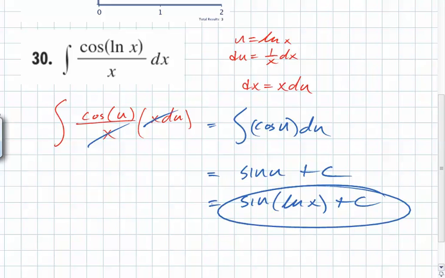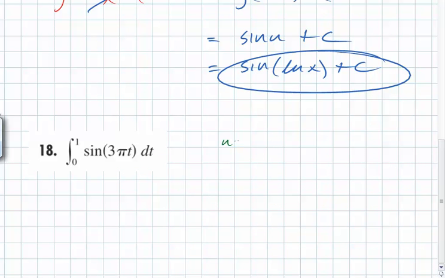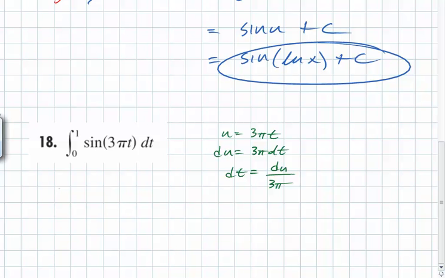We do the general antiderivative first. Let's use u substitution. What does u equal? 3 pi t. So what's du going to be? 3 pi dt. So what does dt equal? du over 3 pi. So what does this equal? The integral of sine of u, correct? du over what? 3 pi.